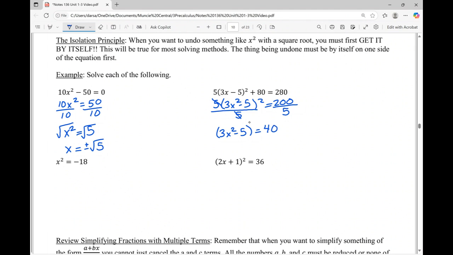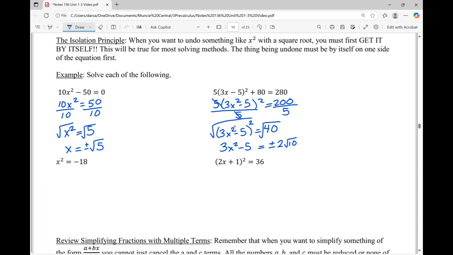Now, in order to undo the squared that is on that 3x minus 5, we are going to take the square root of both sides. And that is going to give us 3x minus 5 is equal to, and what do I have to remember? When I take the square root of both sides, I have to add plus or minus the square root of 40. Simplifying the square root of 40 will be 2 square root of 10. You can use your calculator to do that simplification or recognize the square root of 4 is 2 and 4 times 10 is 40. Now, we are not done yet on this problem.